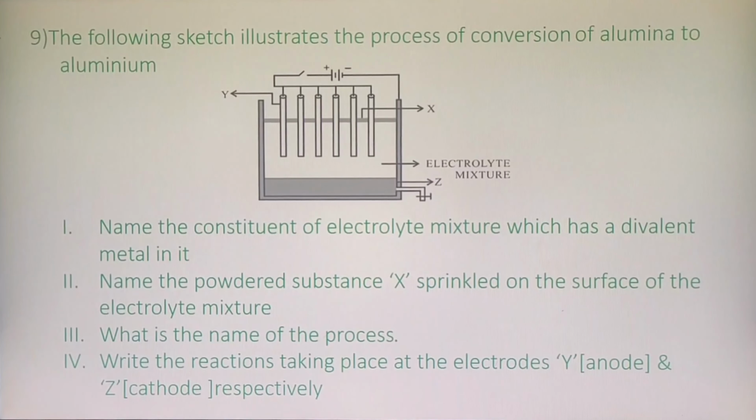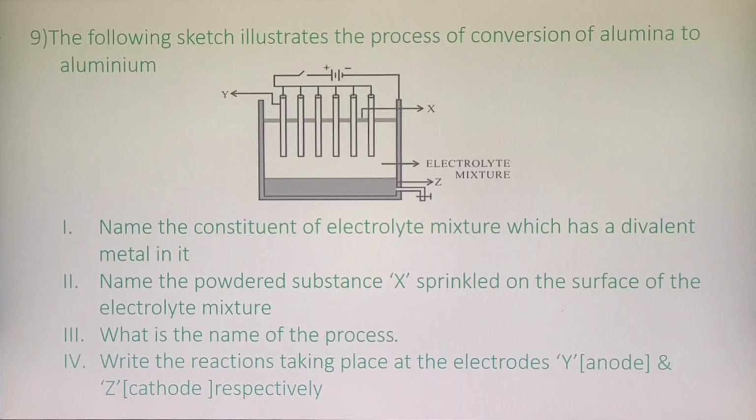Let's have a look at what is there in the electrolyte mixture. In my electrolyte mixture, I have alumina. What is alumina? Al2O3. We have one more thing in the electrolyte mixture. What is the compound, children? We have added cryolite. What is cryolite? Na3AlF6. Am I clear? Then I have added another substance called fluorspar.